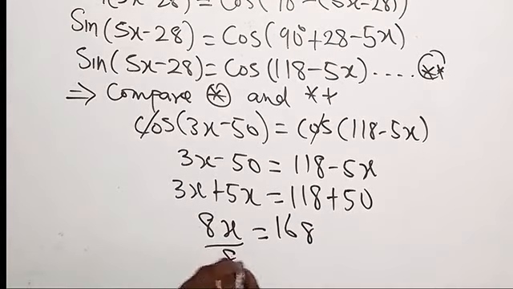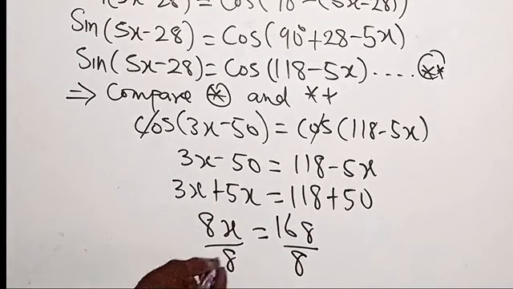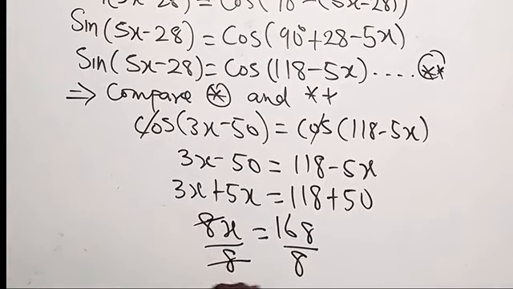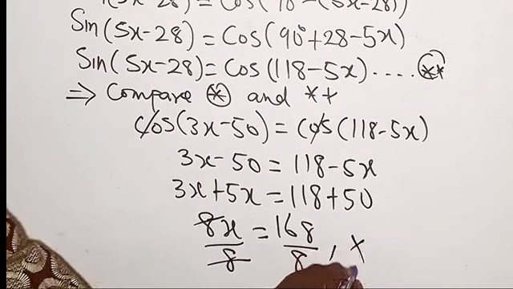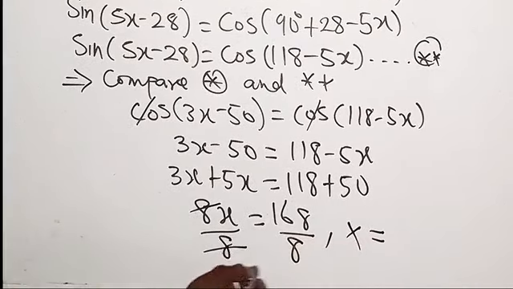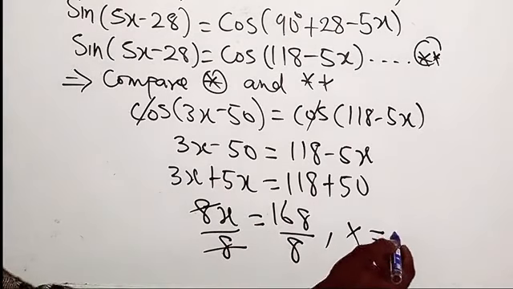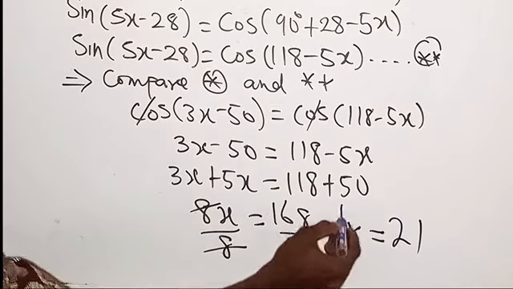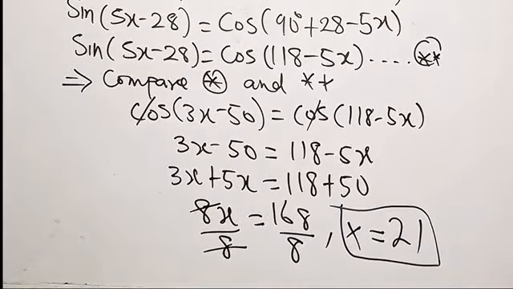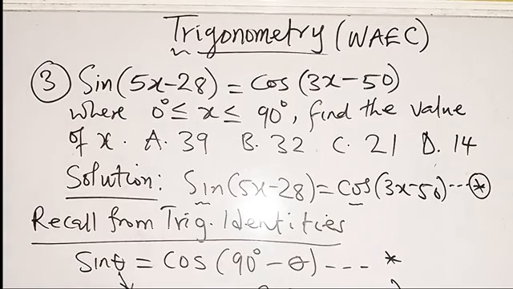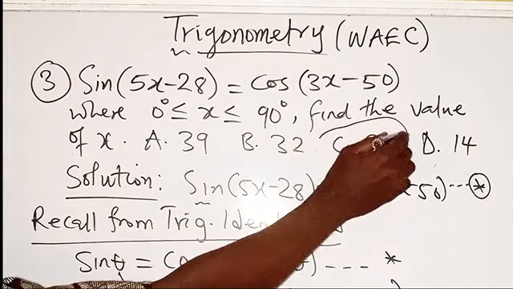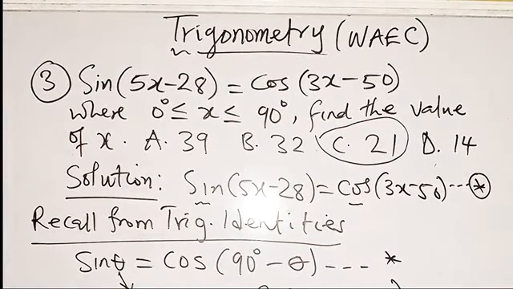Then we divide both sides by 8. Now dividing both sides by 8, we cancel this. So this implies that x is going to be 168 divided by 8, which will be 21. So we have the solution to be 21. Now going back to the options given to us, you can see we have option C to be the solution. Okay, thank you.